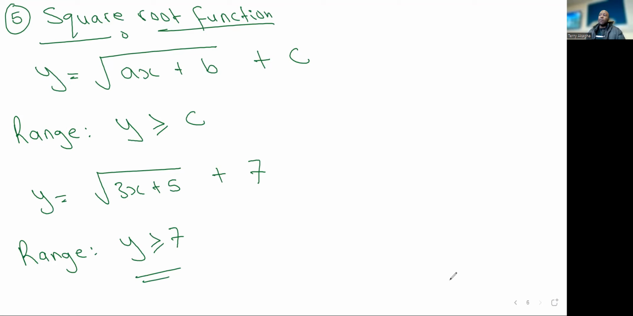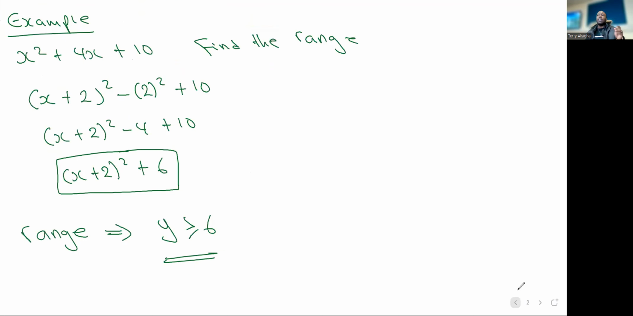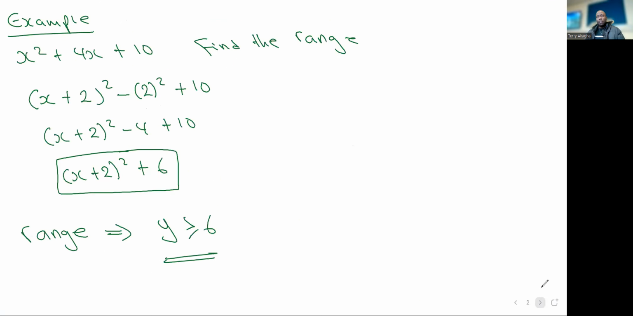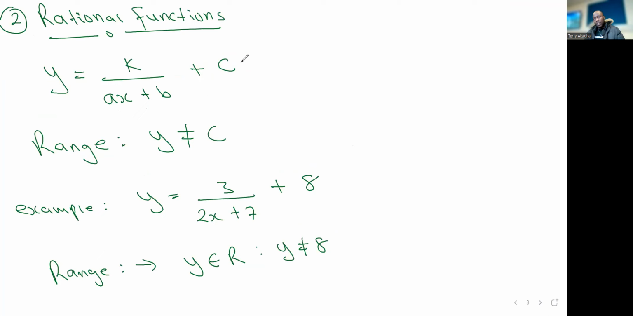The reason why I'm adding this video here is so that just in case you're struggling with sketching the graph, determining where the range of values are and the rest of it, you can use this. If it's a quadratic function, you just convert it to complete the square form and look at the value for c, and y is greater than or equal to c if a is greater than 0, and if a is less than 0, it's less than or equal to c. If it's a rational function, the range can never be equal to c, because like I told you, for a rational function, you can never get a fraction to be equal to 0.